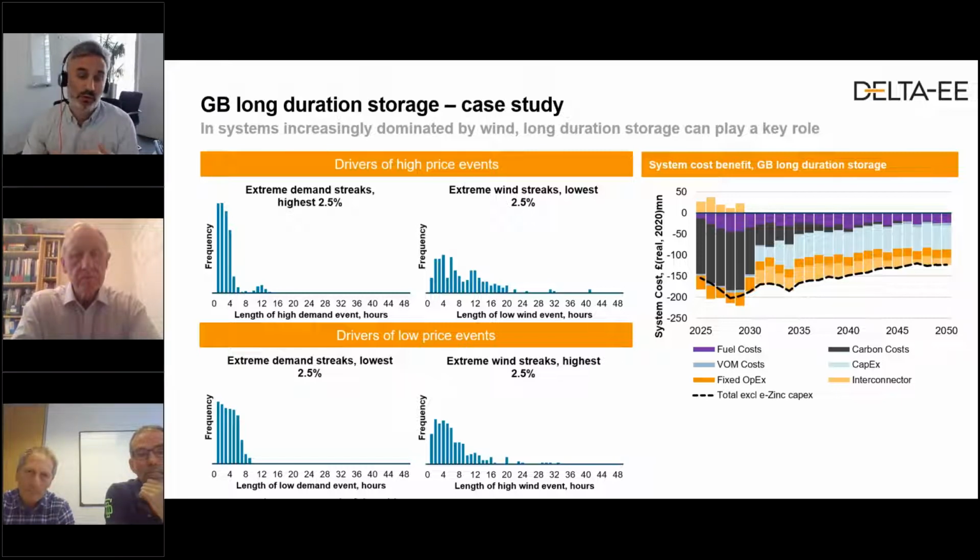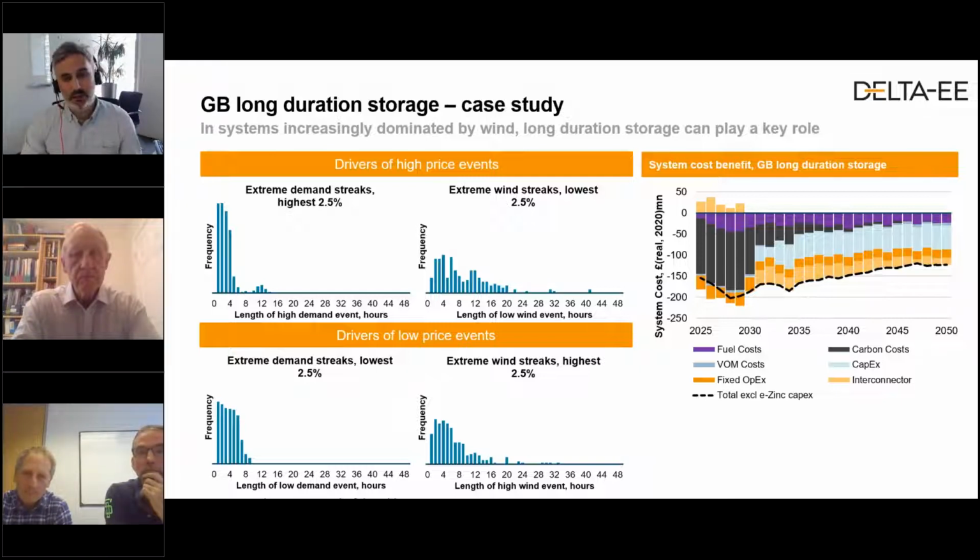So although short duration storage like batteries has a role to play, and we see the deployment of batteries being quite high in the UK market, again, this is UK data, but obviously the same principles apply to other markets. Increasingly we're thinking that there's going to be a big role for longer duration storage to play.